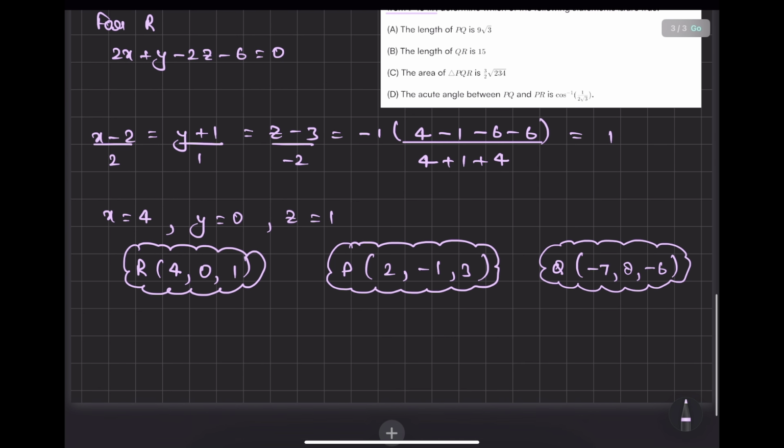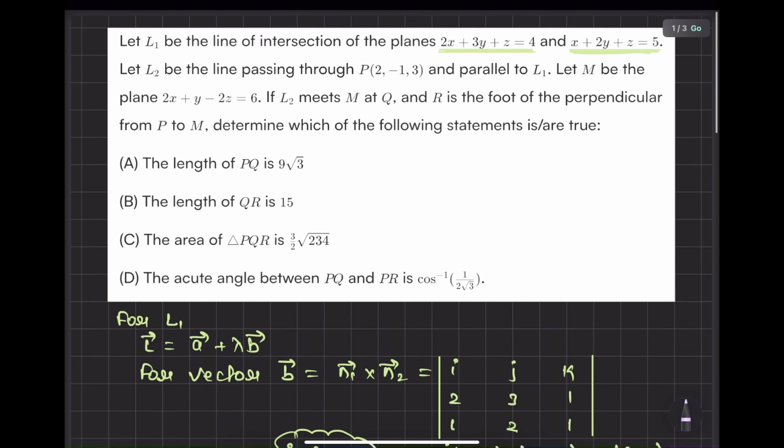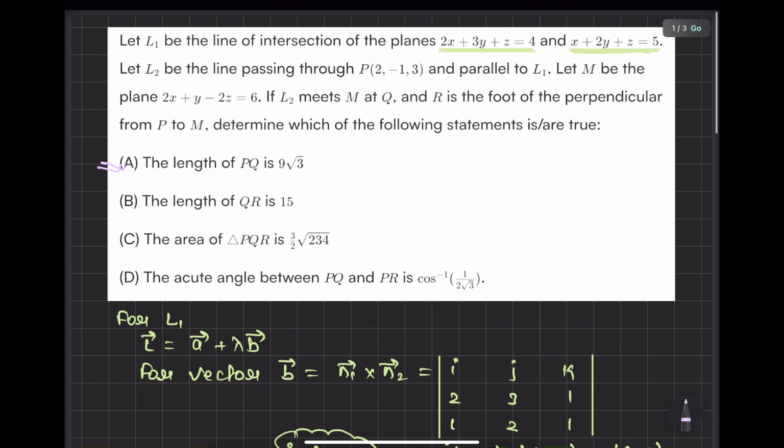So we have length PQ. So the first question is PQ. So PQ is what? 2 minus minus 7, so 9, square is 81, plus 8 minus minus 1, 9, 81 again. Then 81. Great. So it is 9 root 3. Yes, option A is correct. So the first option is correct.